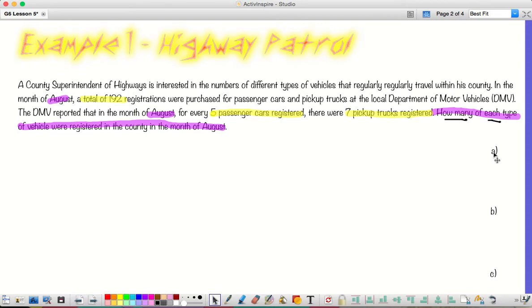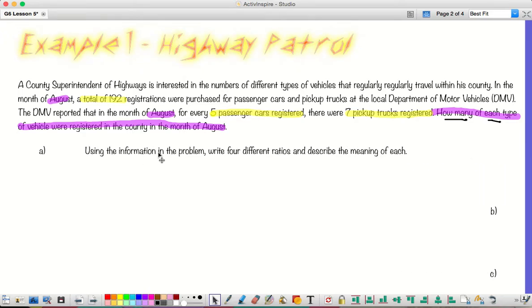The first thing that we want to look at is using the information in the problem. I want you to write 4 different ratios and describe what each of them mean. Okay, so I'll give you a quick example. We can say that the ratio of cars to trucks is 5 to 7.